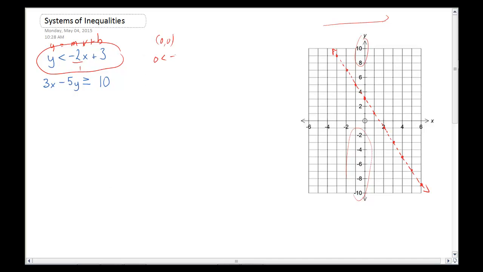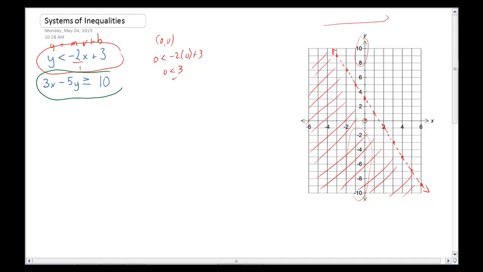So I go 0 is less than -2 times 0 plus 3. And that gives me 0 is less than 3, which is true. So I need to make sure to include that. And so there we go. There's my first equation. Now I'm going to go ahead and draw the other one.